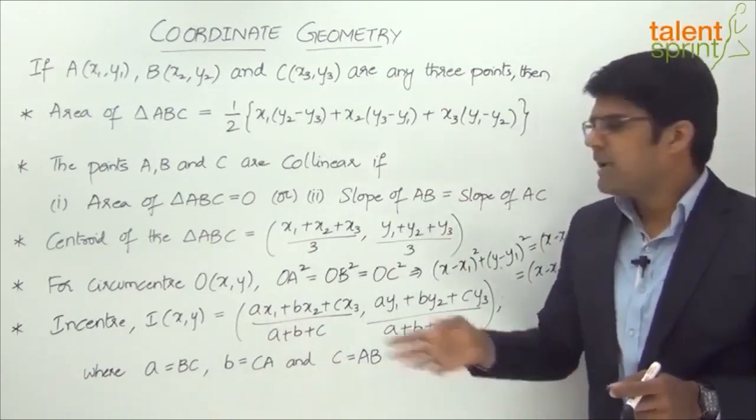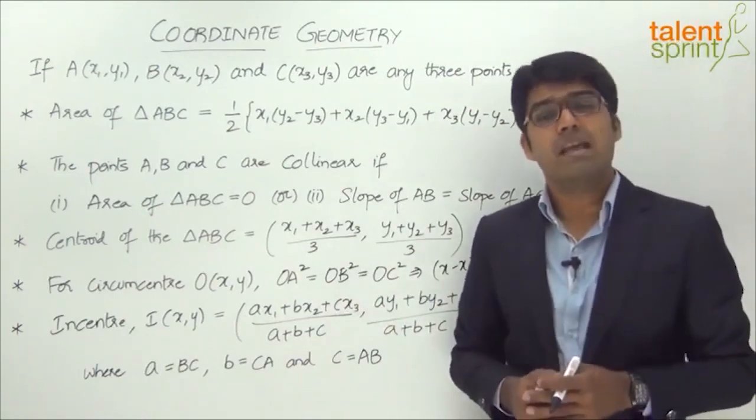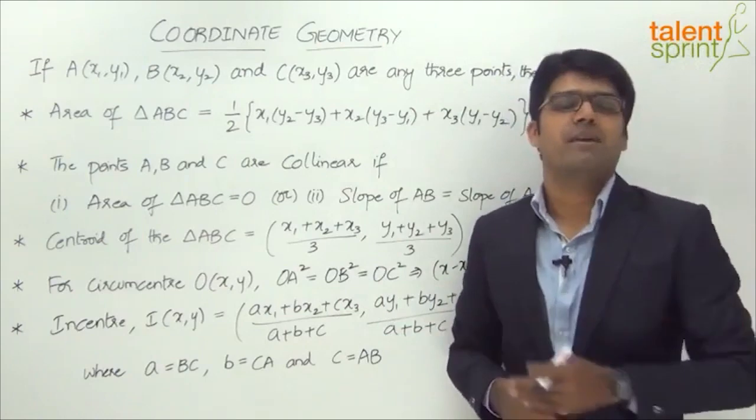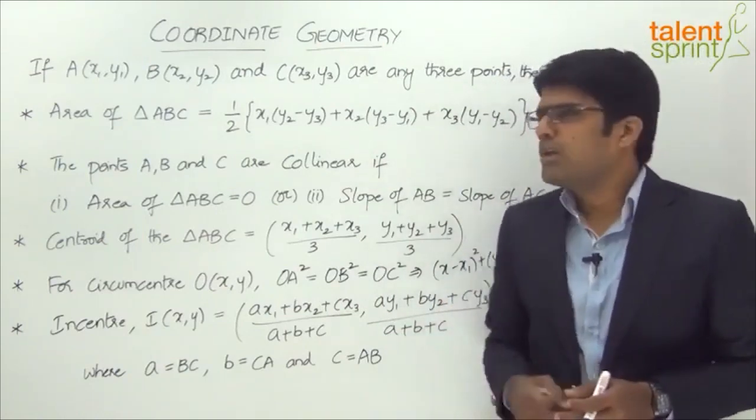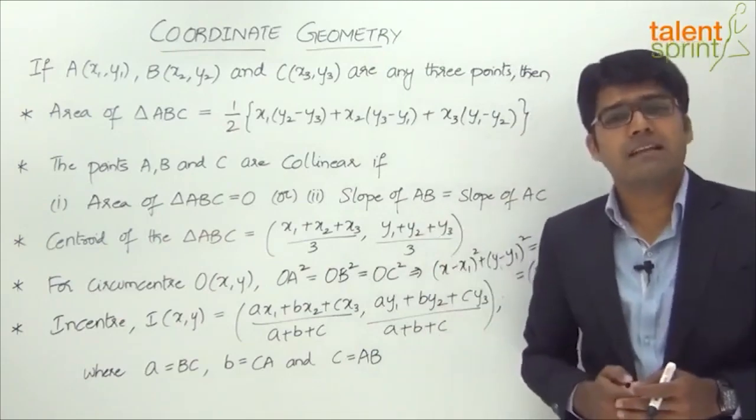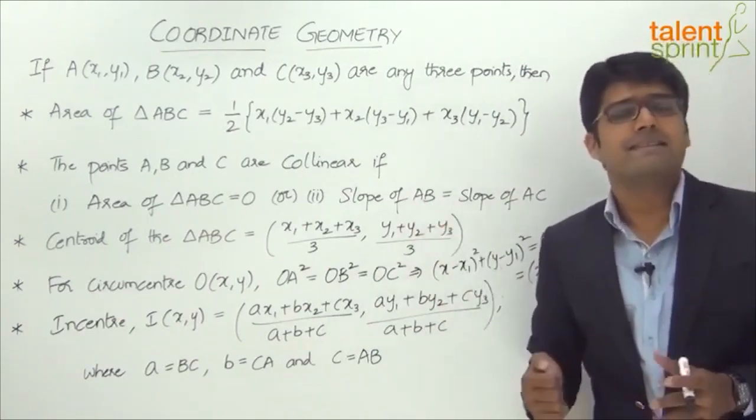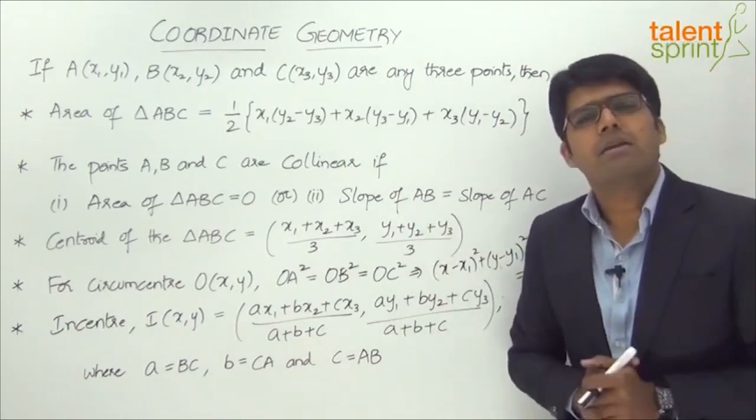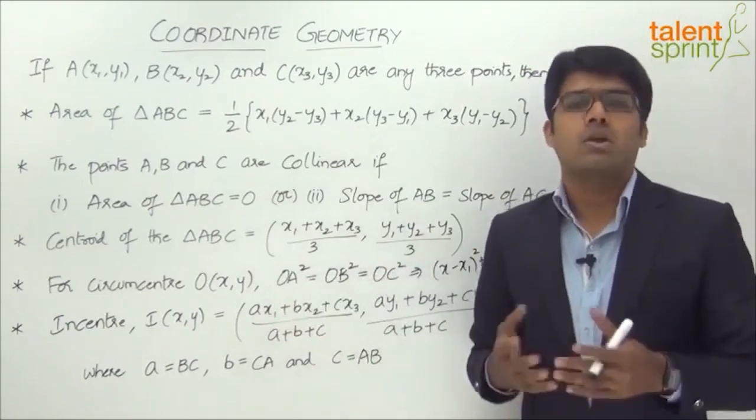A, B and C. And then use this formula, (ax1 + bx2 + cx3)/(a + b + c), and (ay1 + by2 + cy3)/(a + b + c) to get the in-center of the triangle. So this is about the area of the triangle and some of its properties, basically the centroid, circumcenter, in-center and so on. Generally, in competitive exams, questions based on circumcenter and in-center of the triangle are not asked.